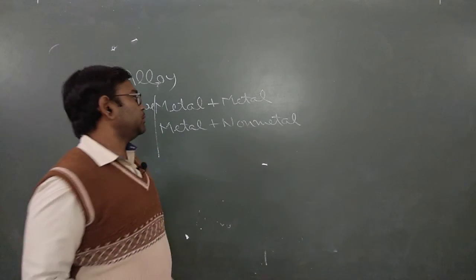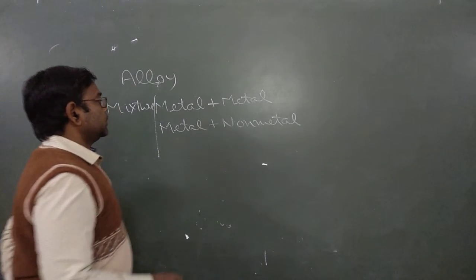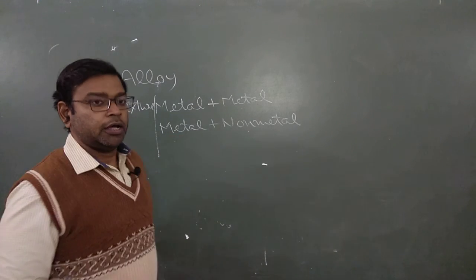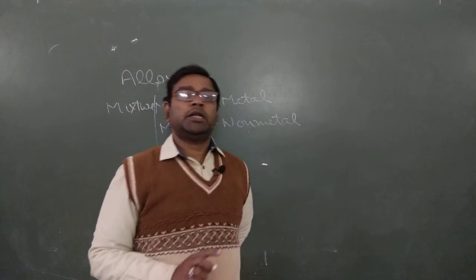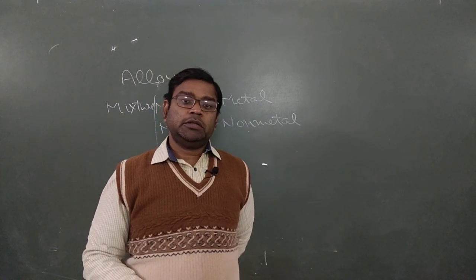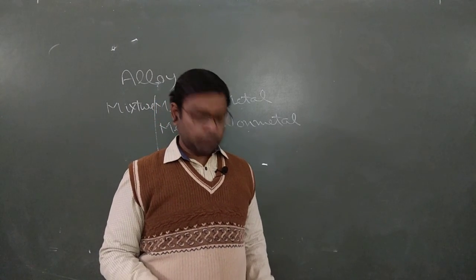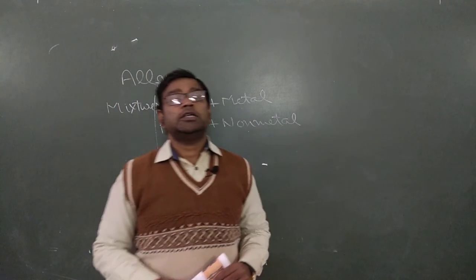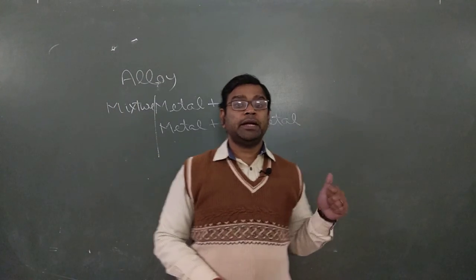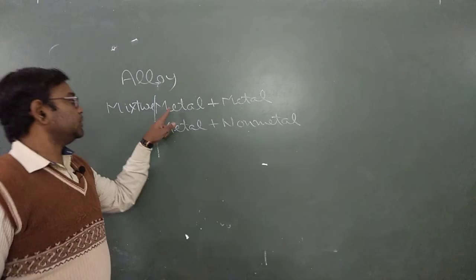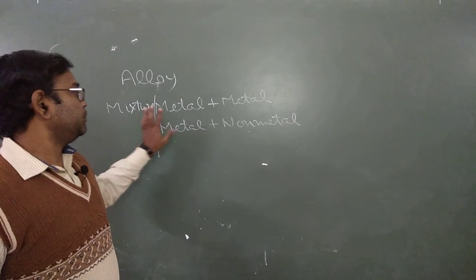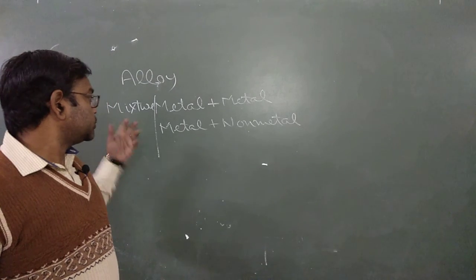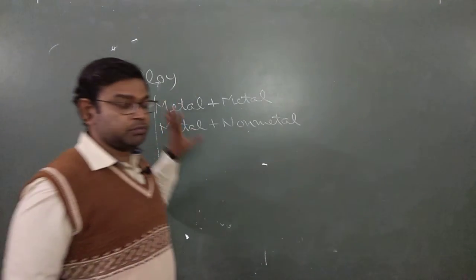How do we mix metal plus metal or metal plus non-metal? Generally, we melt all the quantity, then we mix them in the molten state and then solidify it. This is the process of formation of an alloy. An alloy is generally stronger or harder than the parent metal. Parent metal means the main metal, and an alloy is harder and stronger than its parent metal.